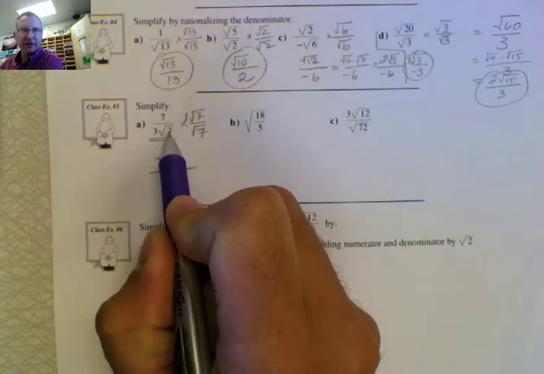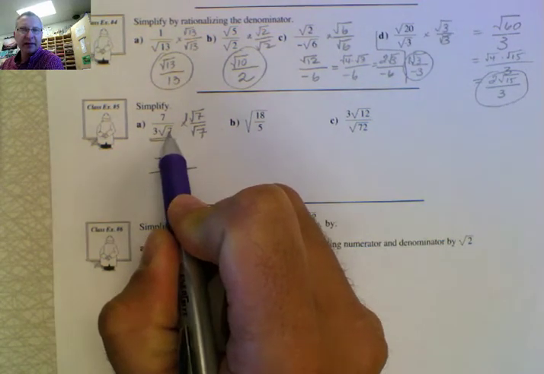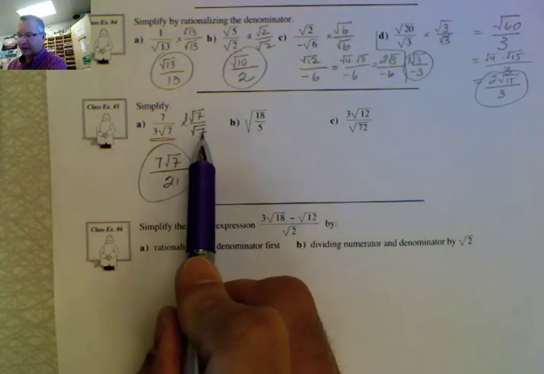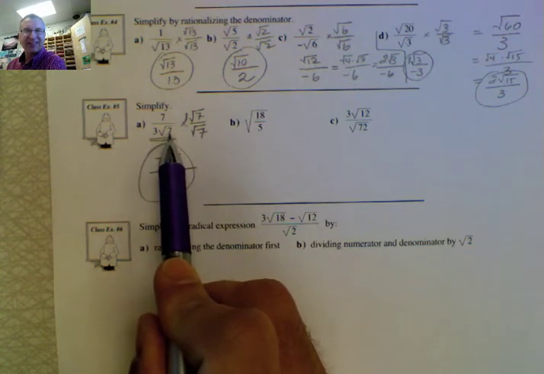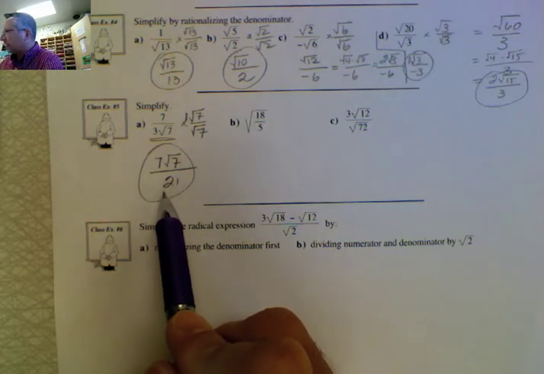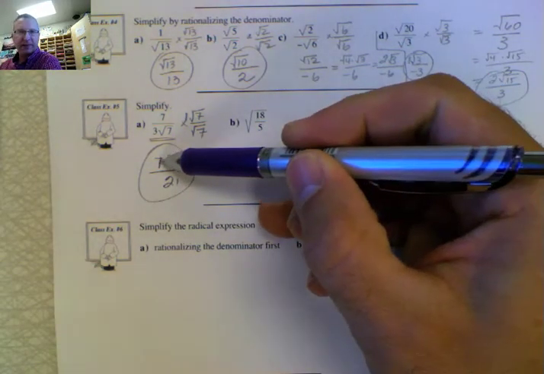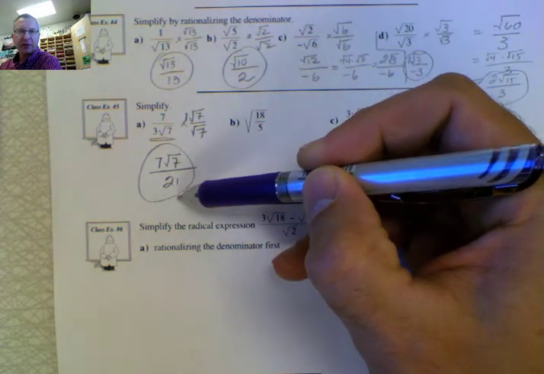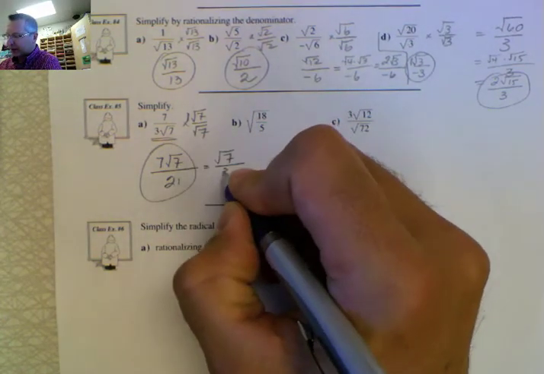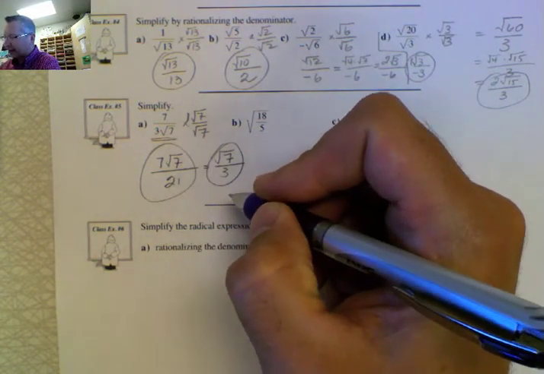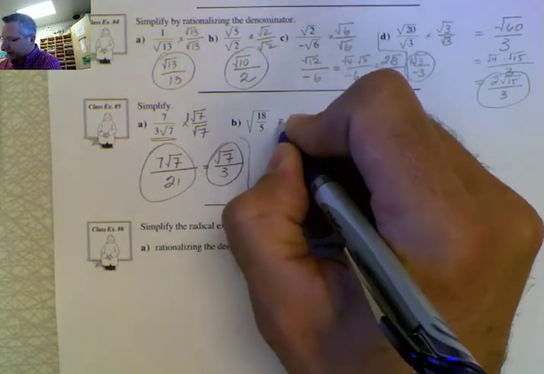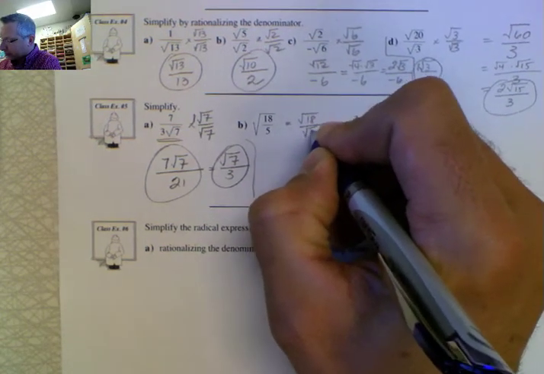Here, root 7 times root 7 is 7, and 7 times 3 gives us 21. So going through that again, root 7 times root 7 is 7, and you have to take that 7 and times it by 3 to give you 21. Now you think you're done, but you have to realize the 7 and the 21, they're coefficients, so they can divide into each other. 7 divides into itself once, it divides into 21 3 times. Now we're finished.